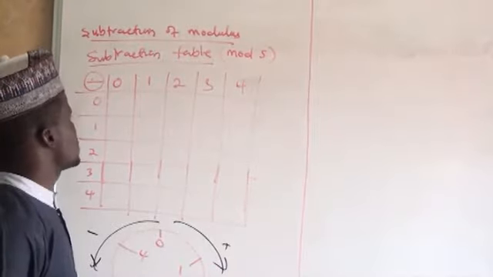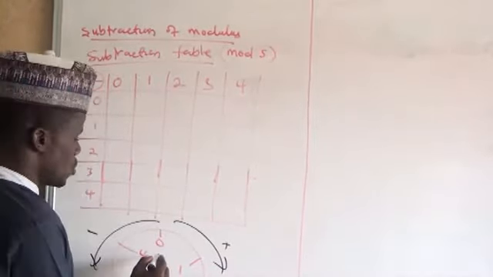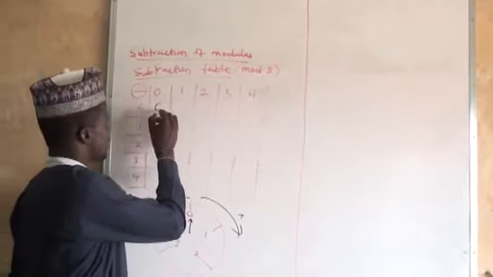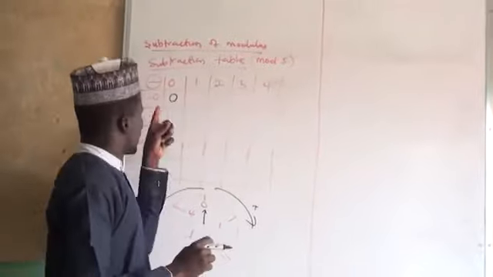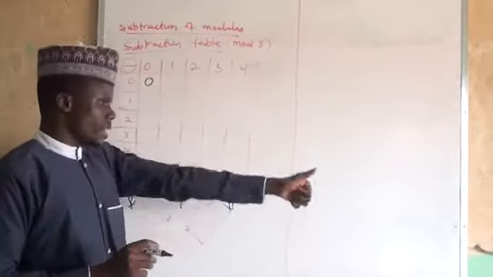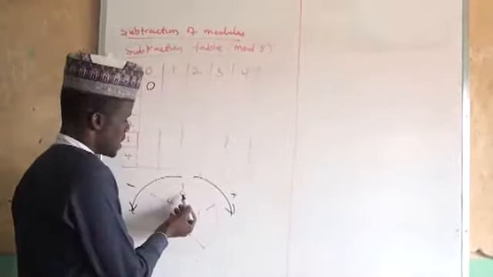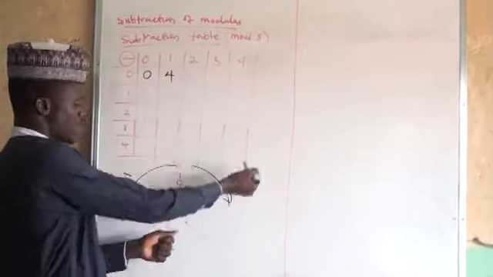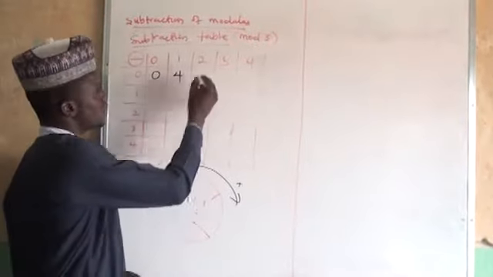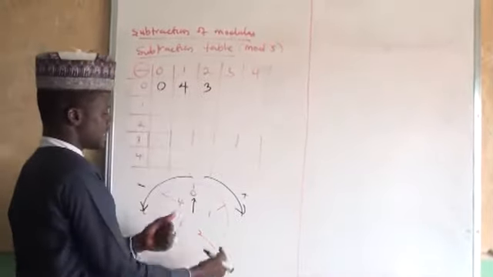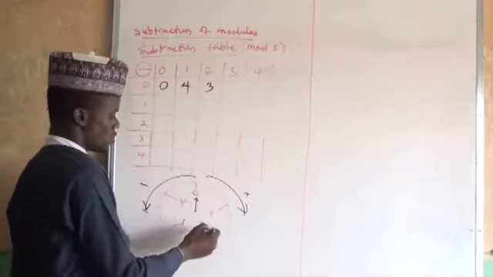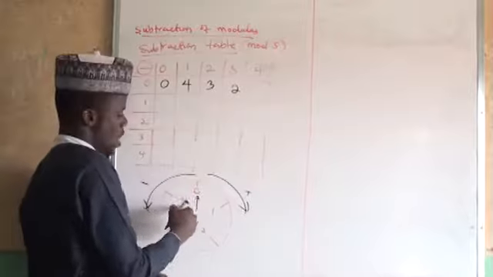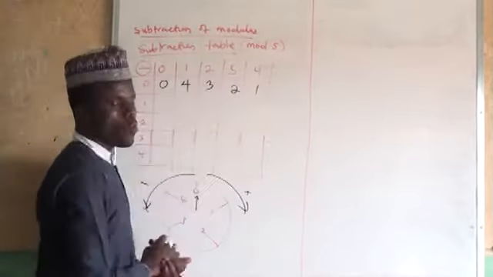So now here we say 0 minus 0. The pointer is here at 0. So 0 will remain here as 0. And 0 minus 1, that is we have to count 1 anti-clockwise. 0, 1, here we have 4. Then 0 minus 2, we have to count 2 anti-clockwise. 1, 2. Here we have 3. 0 minus 3, then we have to count 3. 1, 2, 3. Here we have 2. Then 0 minus 4, we have to count 4. 1, 2, 3, 4. Here we have 1.